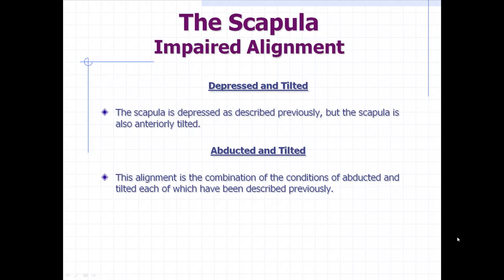The scapular position can vary in more than one plane. So sometimes we can have individuals that have got a depressed, so a lowered and then tilted scapula, or an abducted and then tilted scapula. Both of these abnormal postures are fairly common.